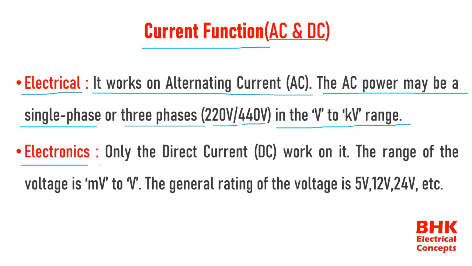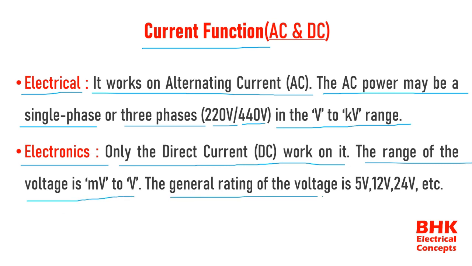But in electronics, only direct current is used, and the voltage range is always from millivolts to volts. The general ratings are 5 volts, 12 volts, 24 volts, like this. An example of electronics is the adapter we use for charging mobiles.